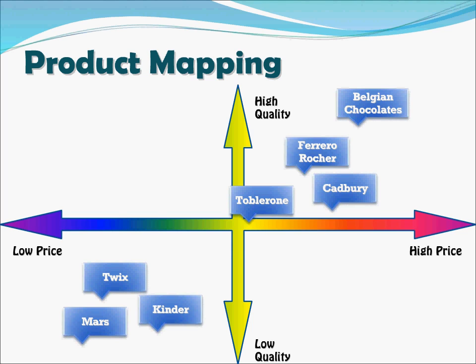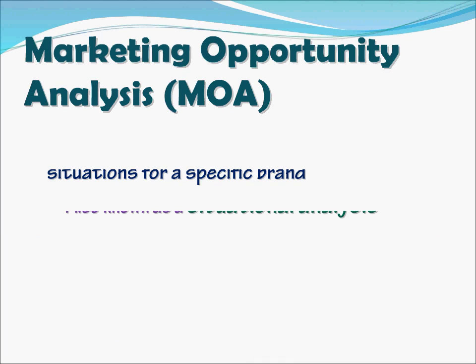And you have various chocolate bar brands that are found. So products can be high quality and high price, or low quality and low price. It would be rare to have a low quality product with a high price. That would indicate a not very well thought out marketing strategy.